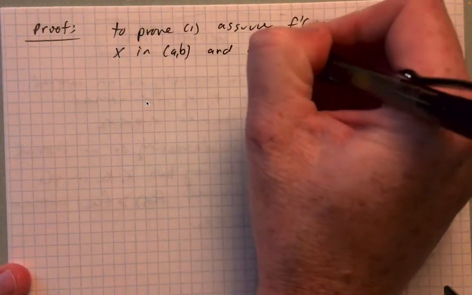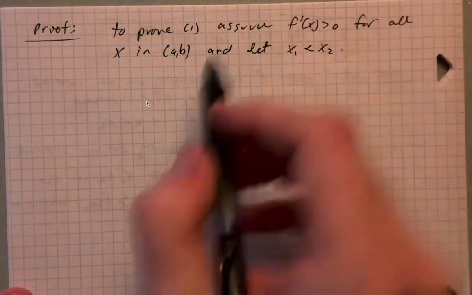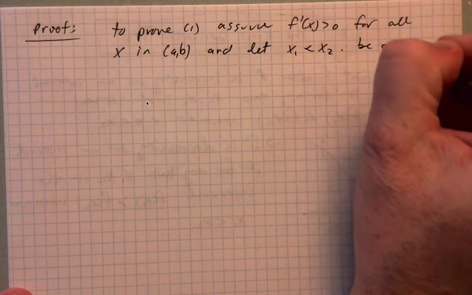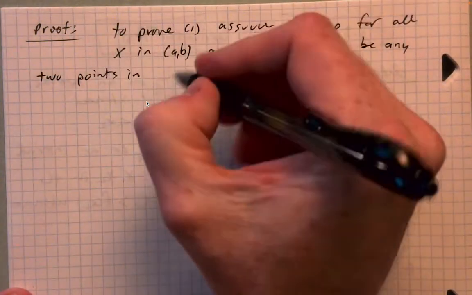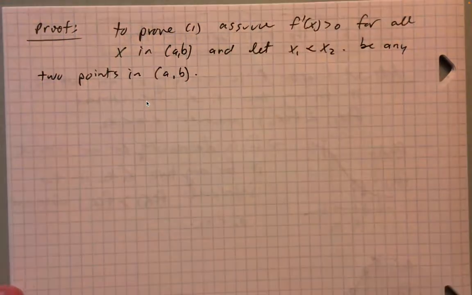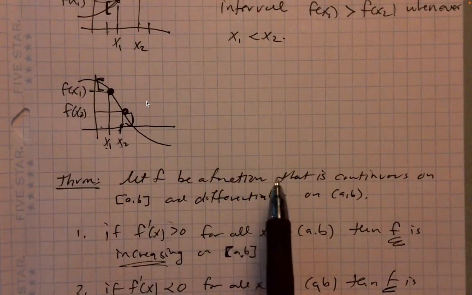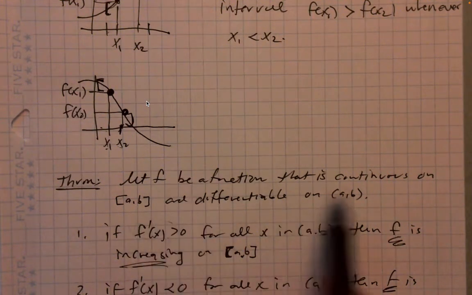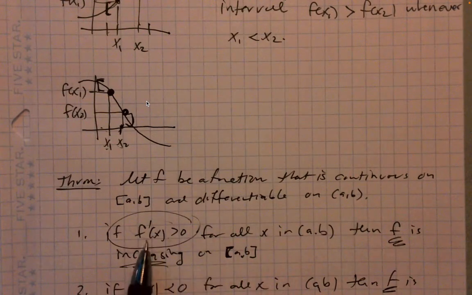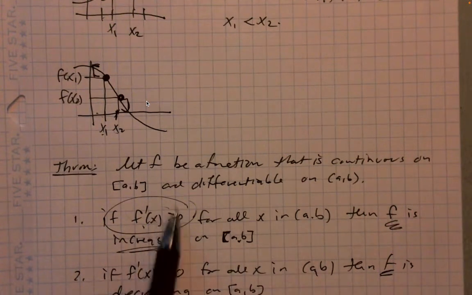and let x1 be less than x2. Okay, and let x1 less than x2 be any points in the open interval AB. Those are the basic assumptions of the theorem, right? So let's double check that, just to make sure we're clear on that. f is a function that is continuous on AB and differentiable on AB. So the assumptions are that f is continuous and differentiable, and we're assuming that the derivative is greater than 0 for all x in AB, right? And so that is an assumption that we're making.